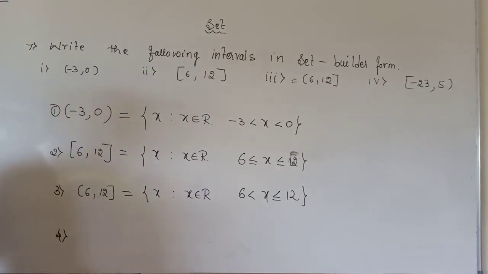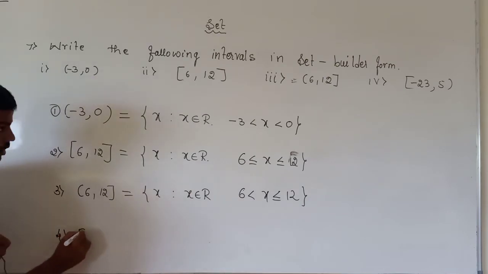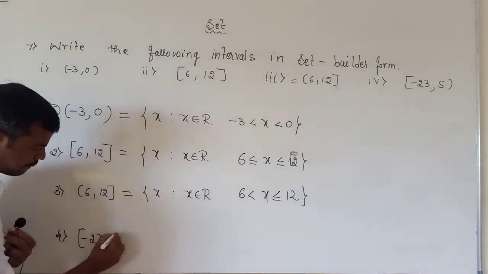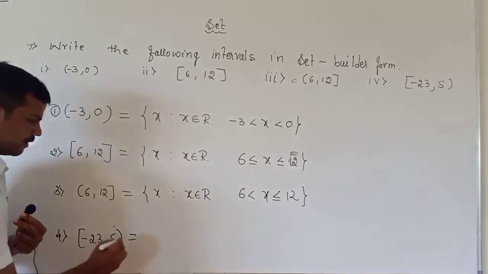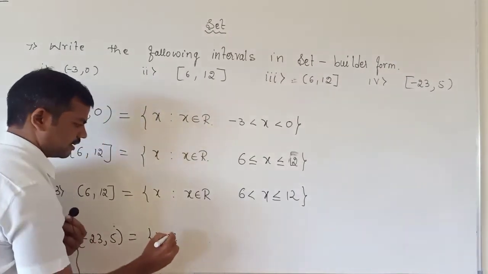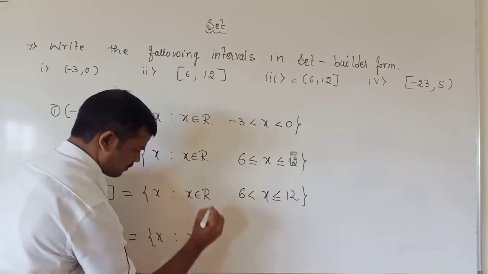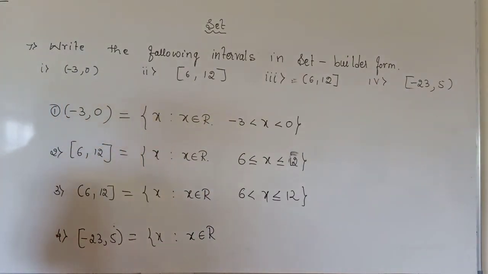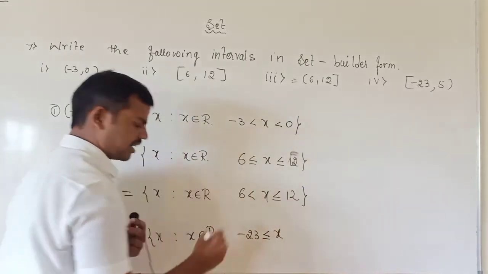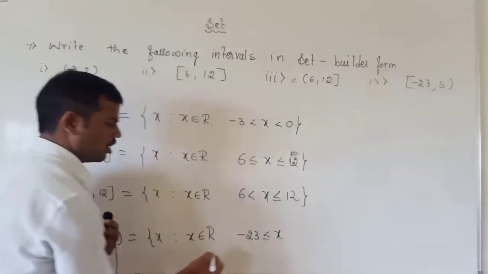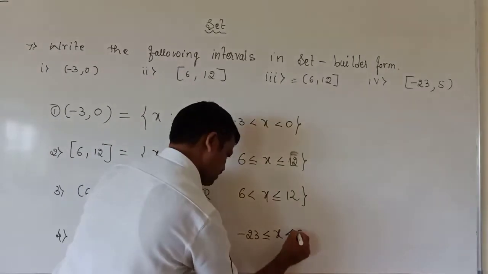So the fourth one which we have is [-23, 5) equal to the collection of x such that x belongs to the real numbers. So is -23 included or not? It is included. Is 5 included? No, it is not included. It is excluded. Then how do we write? -23 is included, so that is equality. 5 is not included, so that is excluded.